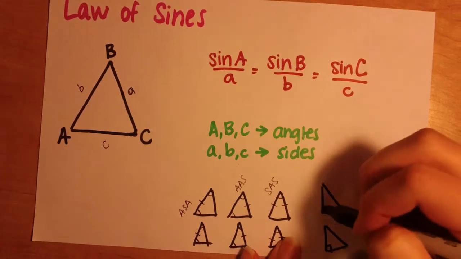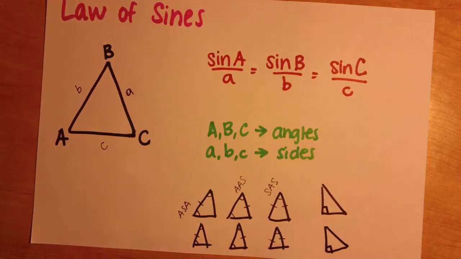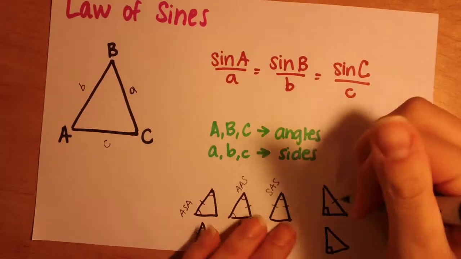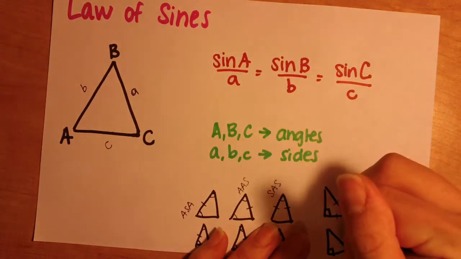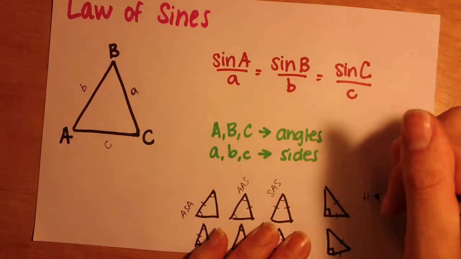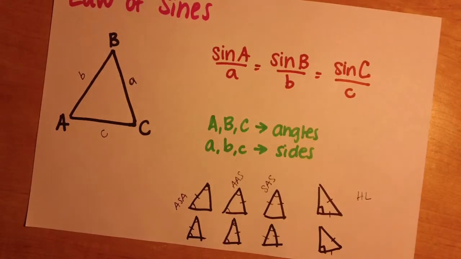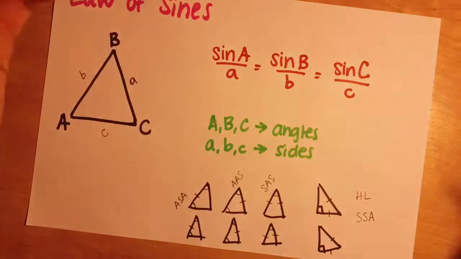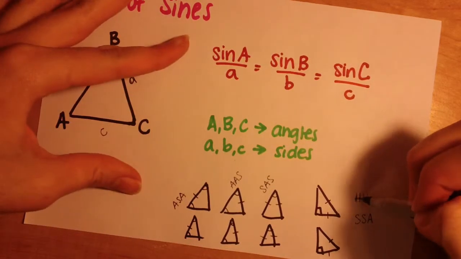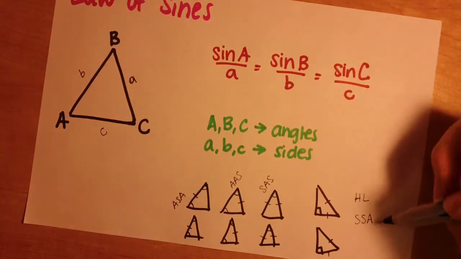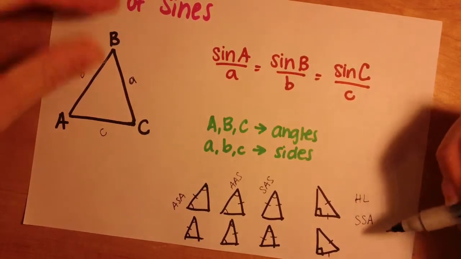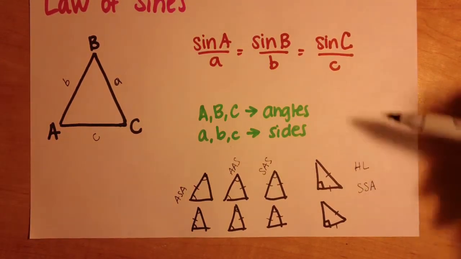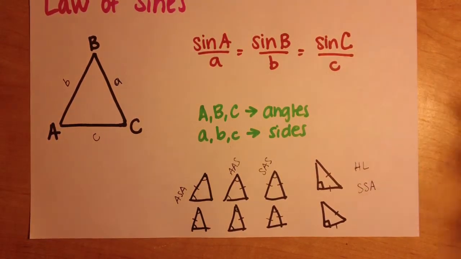And there was one that only worked for right triangles. For right triangles, we had hypotenuse leg, where it looked like side-side angle, which we knew only worked for these right triangles. When we have side-side angle, we'll see why this only worked for right triangles, and we're going to use it when using our law of sines.